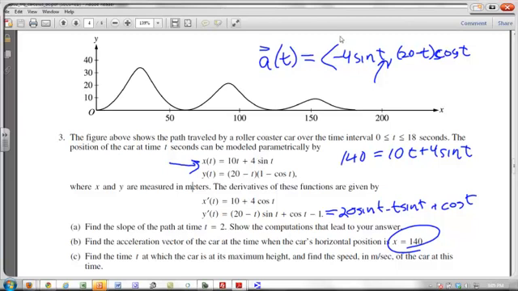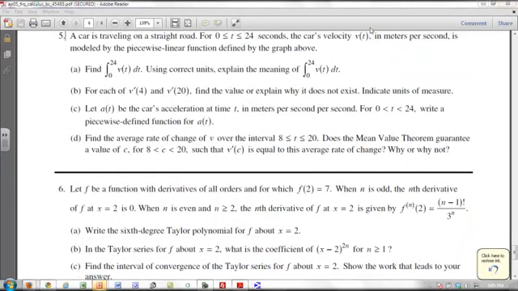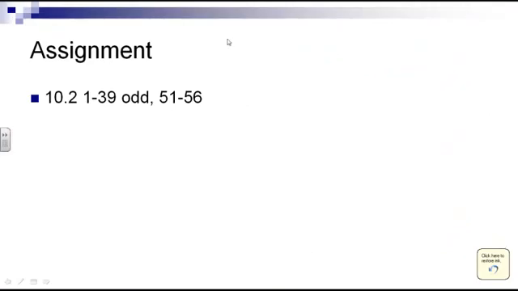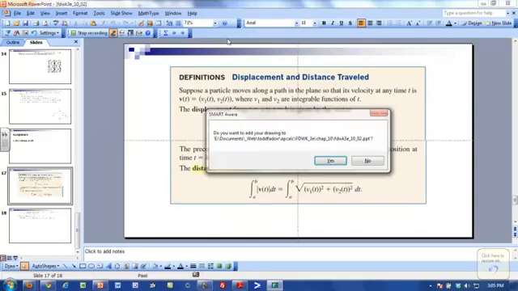Let me start off the recording. apcentral.collegeboard.com. But if you just Google, let's say, 2010 AP Calculus BC exam free response, you're going to end up on the right page.